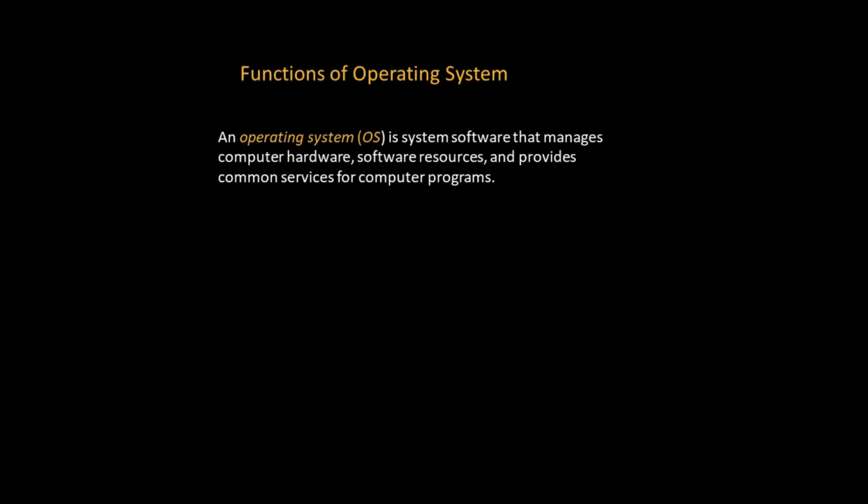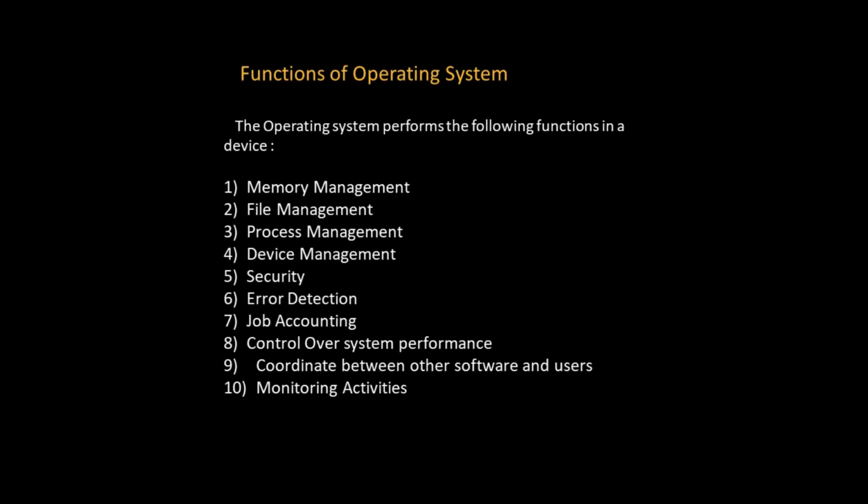The coordination of the hardware must be appropriate to ensure the correct working of the computer system and to prevent user programs from interfering with the proper work of the operating system. So, the functions of the operating system we'll be talking about today will be memory management, file management, process management, device management, security, error detection, job accounting, control over system performance, coordinate between other software and users, monitoring activities.